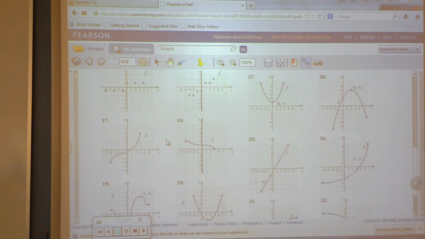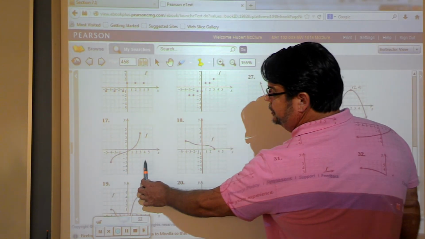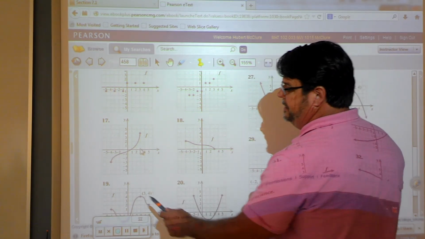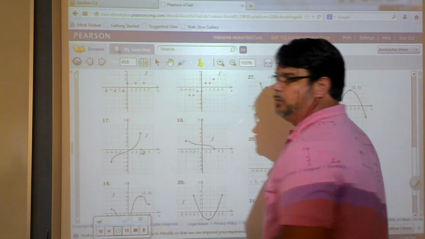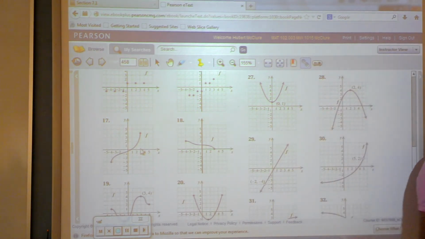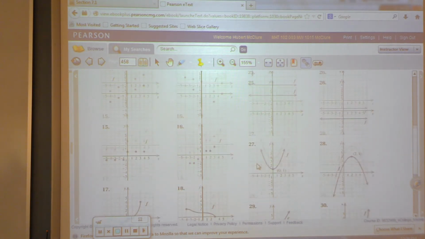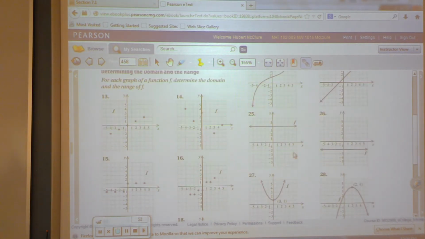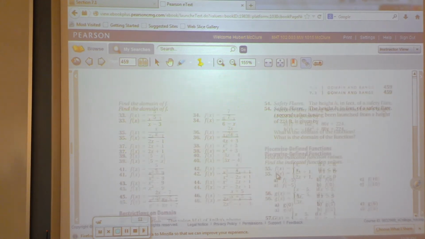How about number 17? Negative 3 to 4, and negative 4 to 3, and then negative 3 to 4. Does it get brackets or parentheses? Brackets. I don't see any open circles. I see one, but I'm not going to worry about that one right now because that's not what I would give you on a test. Let's see the next page. No, they don't have any.